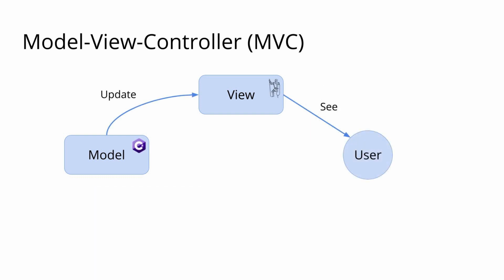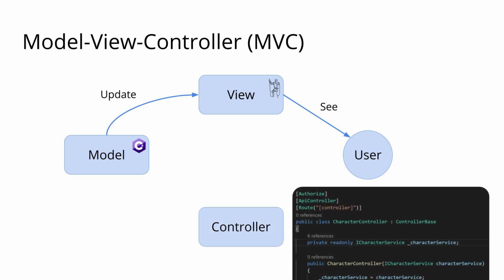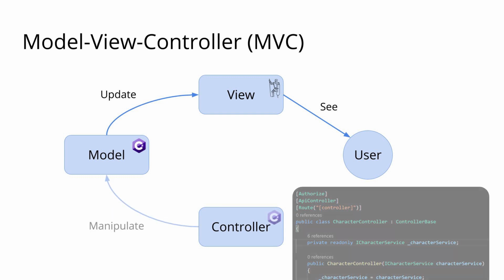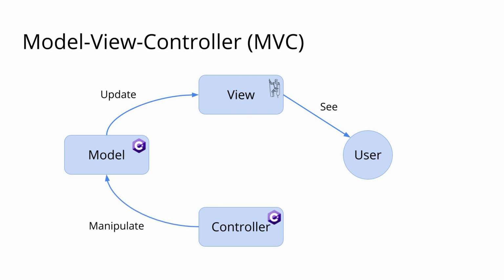If the model changes, let's say our character gets another skill or its hit points decreased, the view will change too. That's why the model always updates the view. Now, what's up with the controller? The controller does the actual work. There you will find most of your code because it manipulates your data or model. In our case, it's the web API that will create, update, and delete your data.